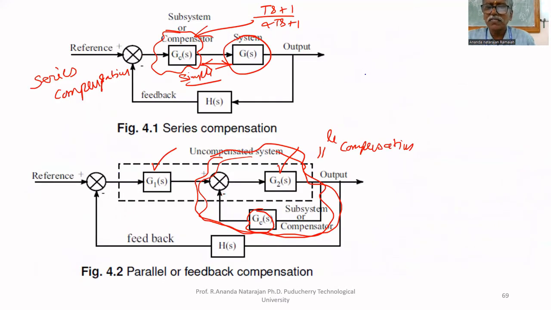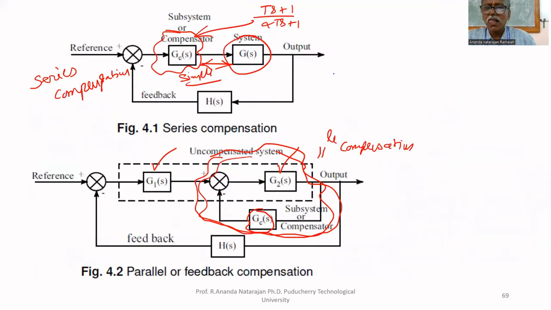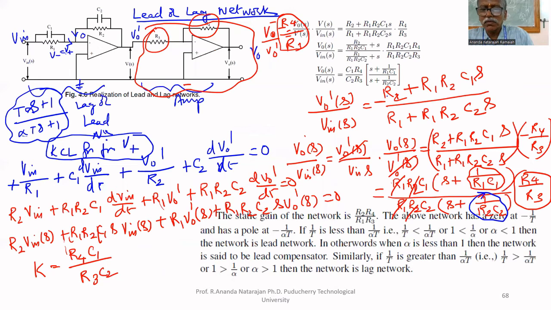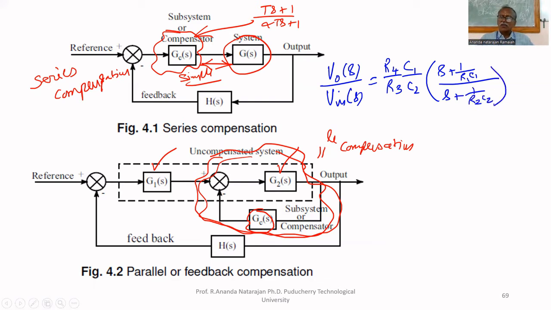What is the system now? The system is V naught of S upon V in of S equal to R4 divided by R3 times (C1 C2 (S plus 1 by R1 C1)) whole divided by (S plus 1 by R2 C2).